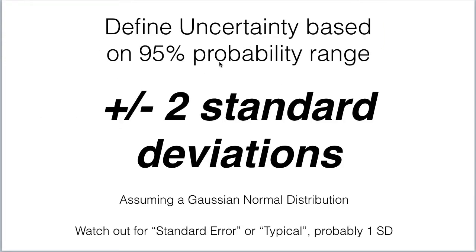So remember, always base yourself on 95% probability, plus or minus 2 standard deviations, assume a Gaussian normal distribution, and watch out for people who talk about standard error when they're talking about uncertainty or talk about typical accuracies. They're probably just looking at 1 standard deviation. So you'll probably have to double those numbers.